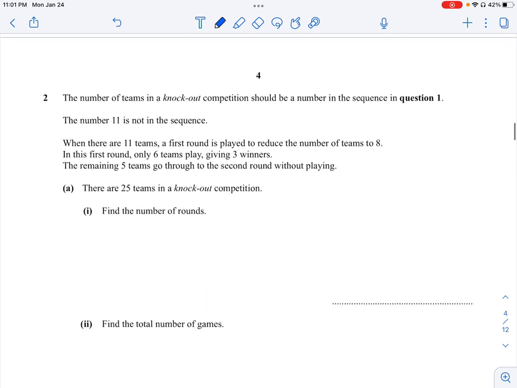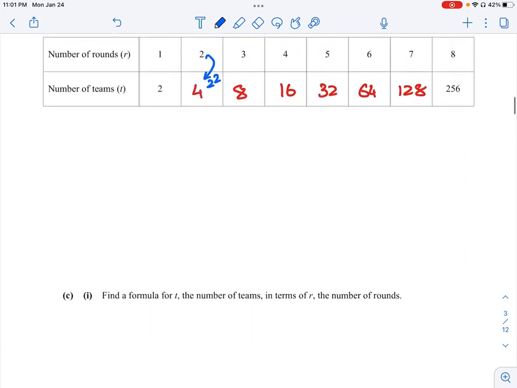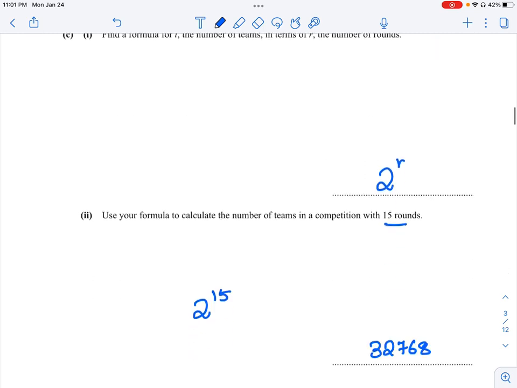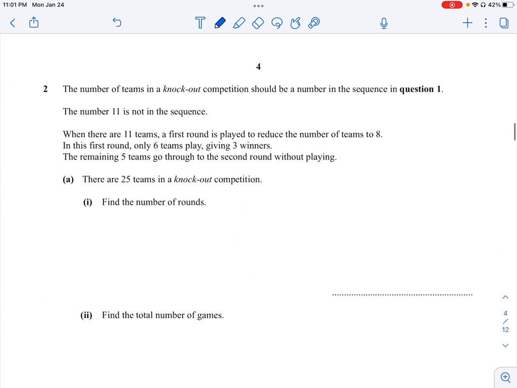The number of teams in a knockout competition should be a number in the sequence. So the number of teams should be 2, 4, 8, 16, 32, 64, 128. Any other number is not possible. The number 11 is not in the sequence. We can see that 11 is not in the sequence.